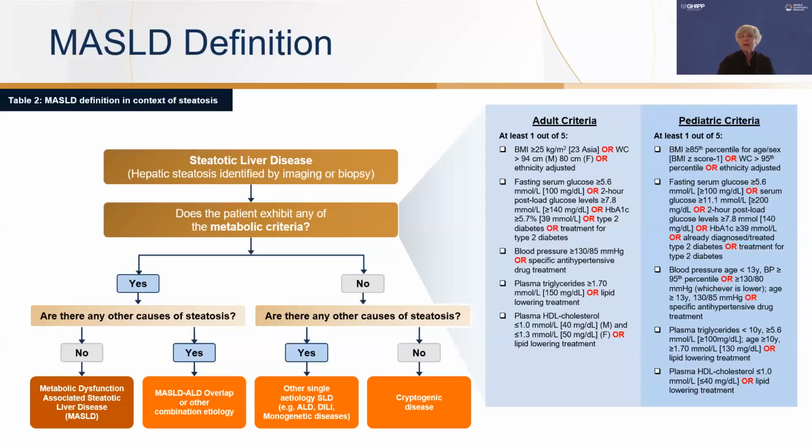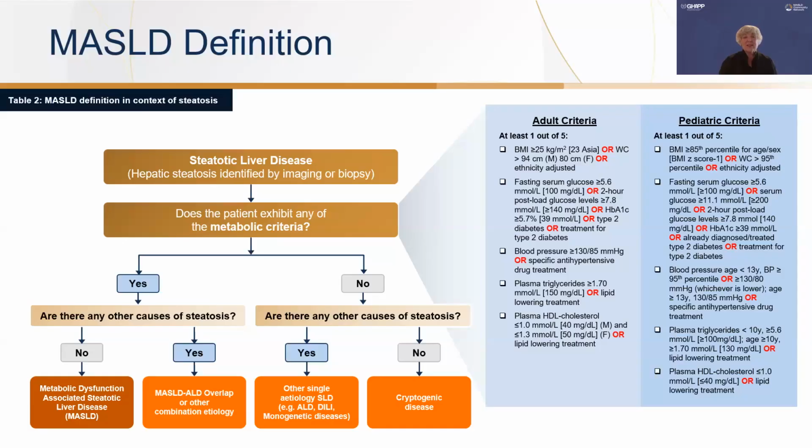And you can see over on that right side that when we have at least 1 out of that 5, and we look at that adult criteria, we see BMI greater than 25 kilograms, or we see fasting serum glucose, or pre-diabetes or diabetes. Then looking at blood pressure, or even patients who are on specific antihypertensive drug treatments, and then looking at those triglycerides, as well as a low HDL. And when we look at this algorithm, we see that yes, they have at least one out of those five.